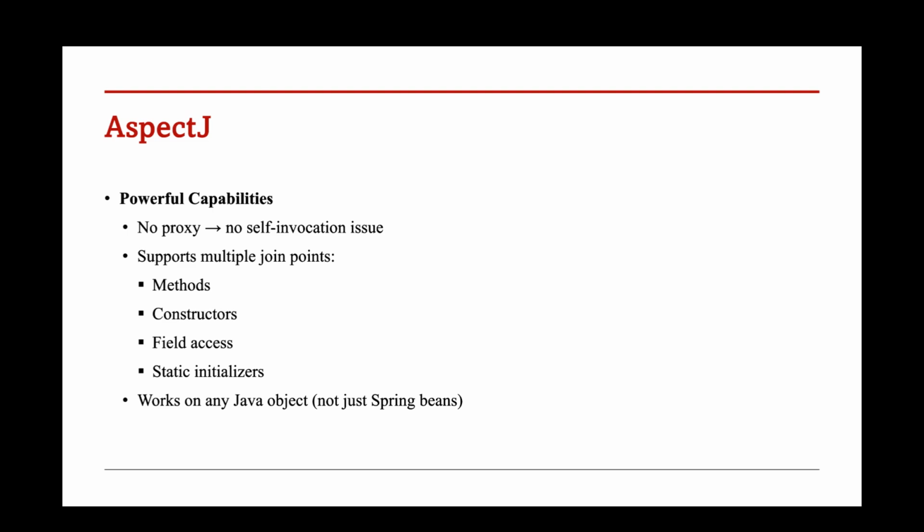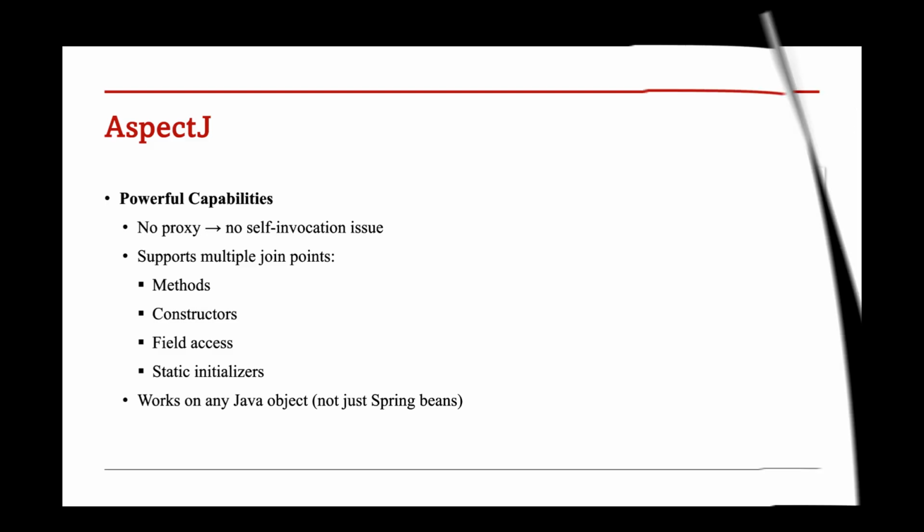And AspectJ supports far more join points than Spring AOP. Method execution, just like Spring AOP. Constructor calls, intercept object creation. Field access, intercept when a field is read or written. Static initializers, intercept class initialization. And unlike Spring AOP, AspectJ works on any Java object. Not just Spring managed beans.